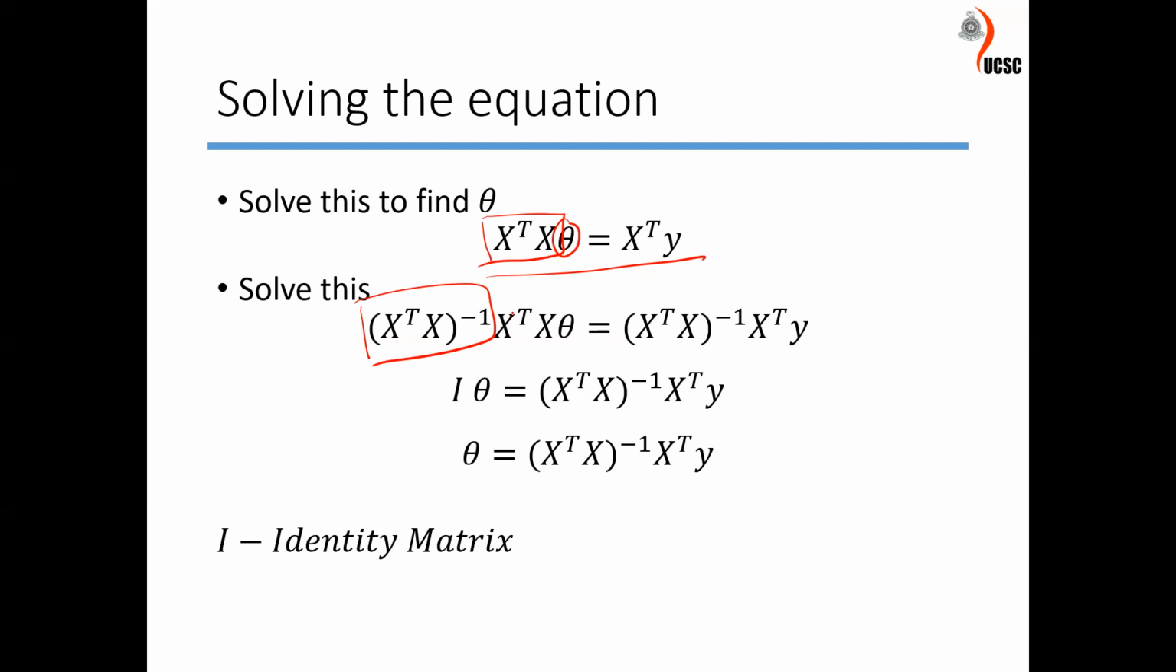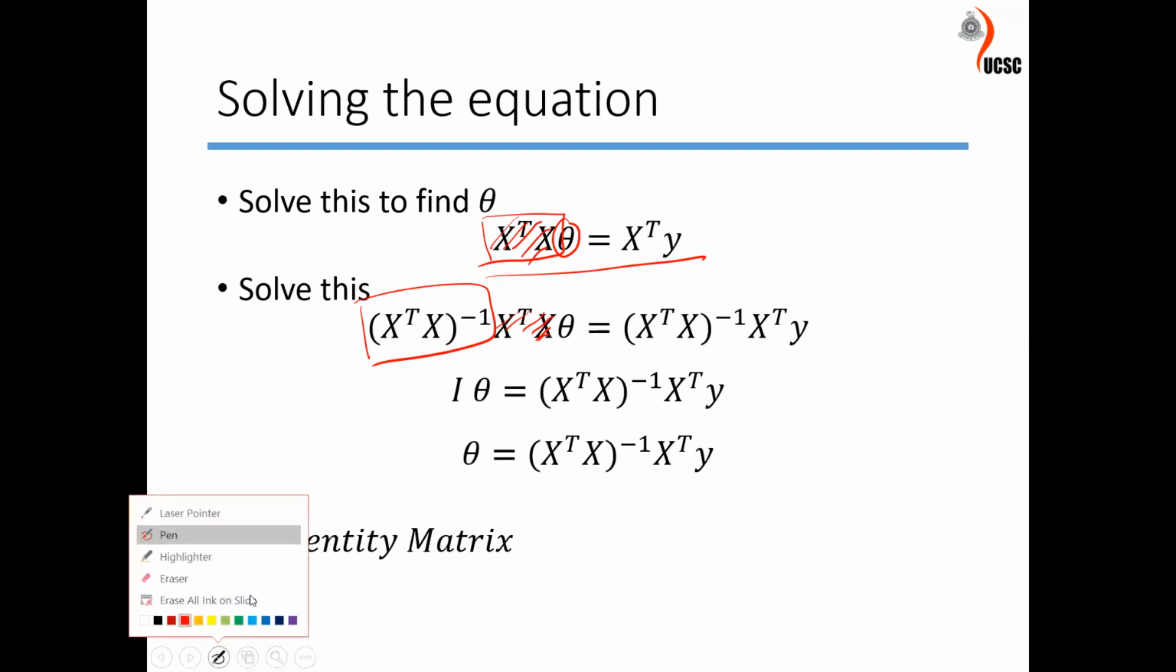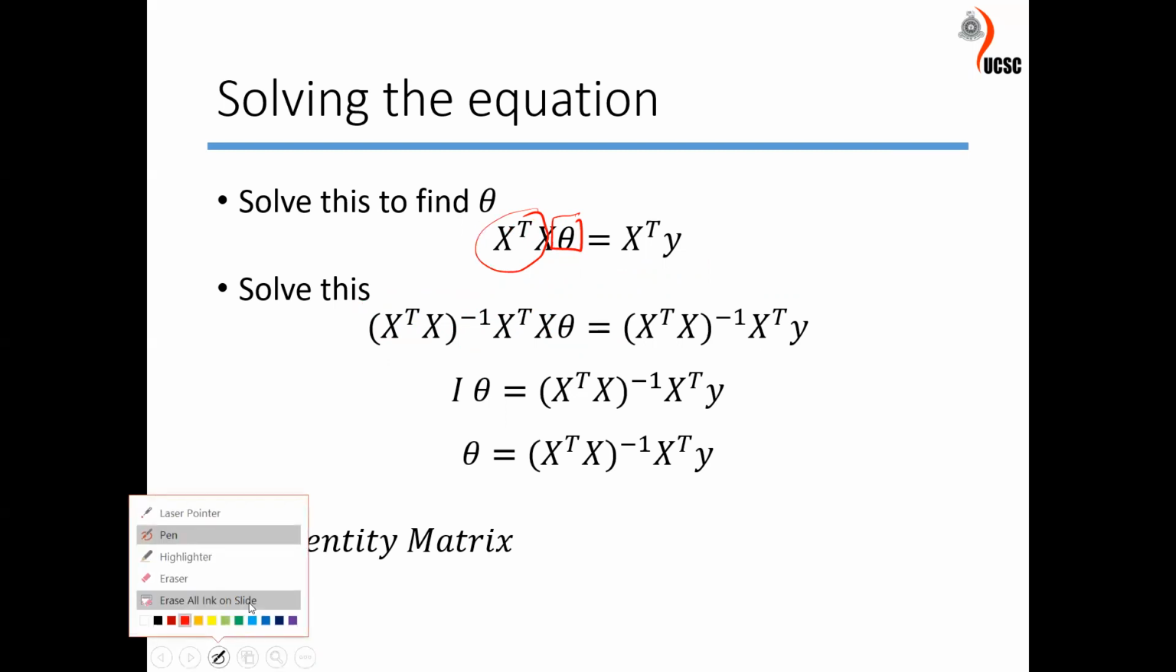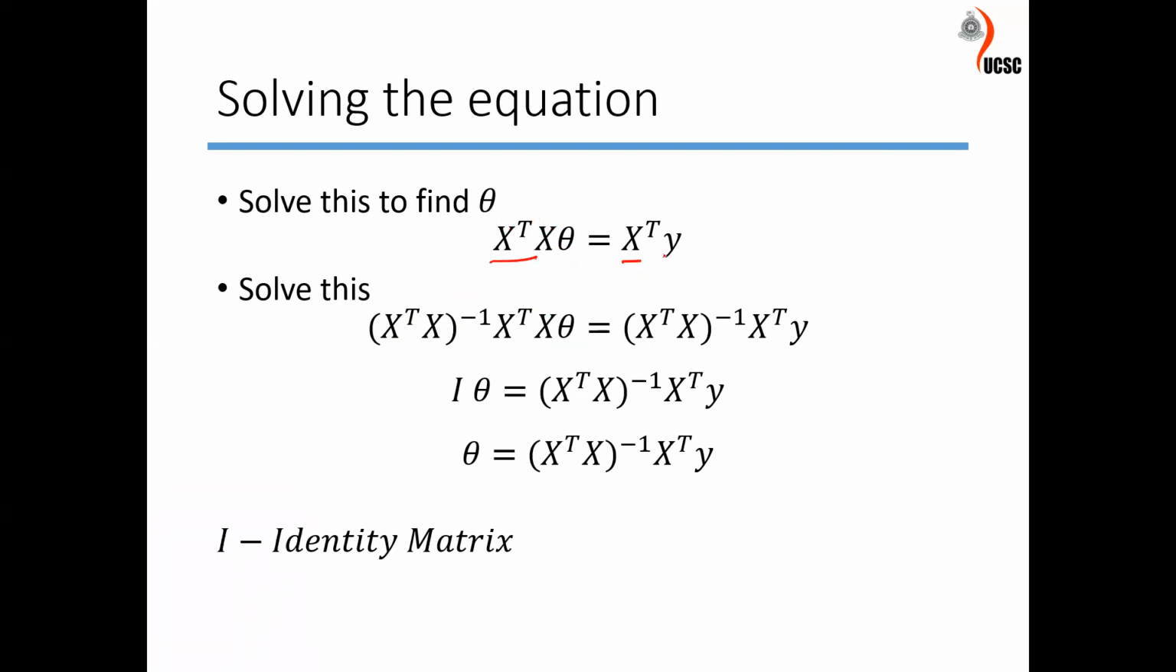With that, we can remove this part, right? If we remove this x transpose x, that basically gives the set of parameters, right? You need only the parameters, right? To get that, you can simply multiply both sides with the inverse. If we multiply with the inverse of this, that basically gives the identity matrix.